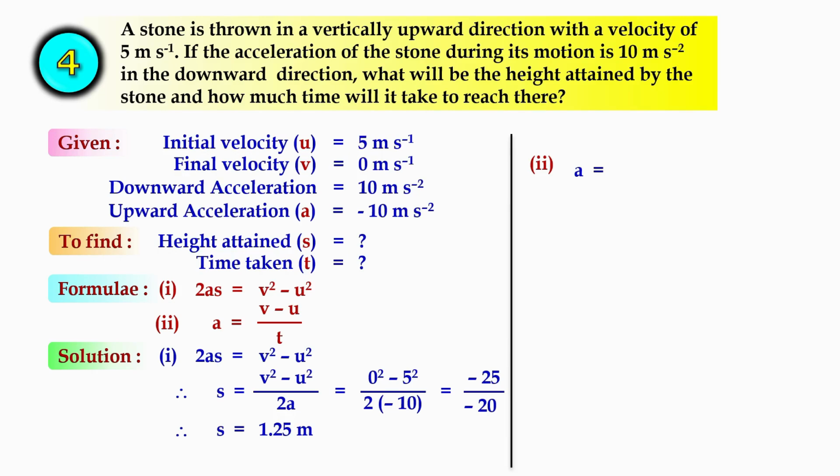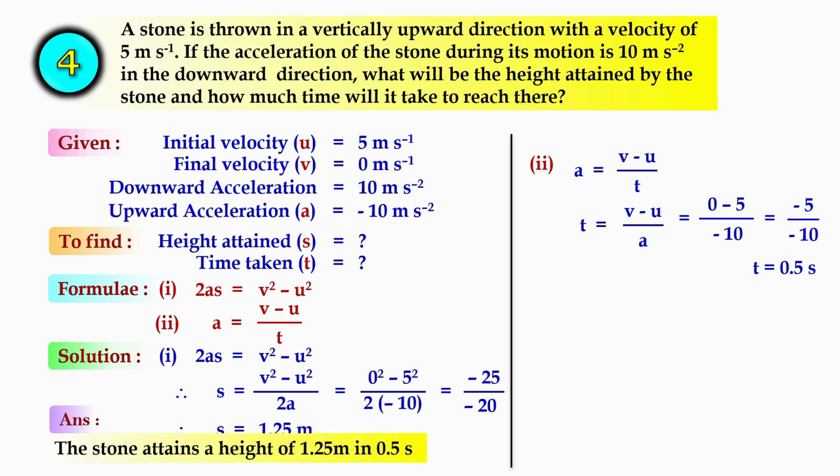Now let us calculate the time taken to reach this height. We use the formula acceleration equals final velocity minus initial velocity divided by time. Rearranging the formula, time equals final velocity minus initial velocity divided by acceleration. Substituting the values, we get time equals 0 minus 5 divided by minus 10, which gives 0.5 seconds. Therefore, the stone reaches a height of about 1.25 meters in 0.5 seconds.